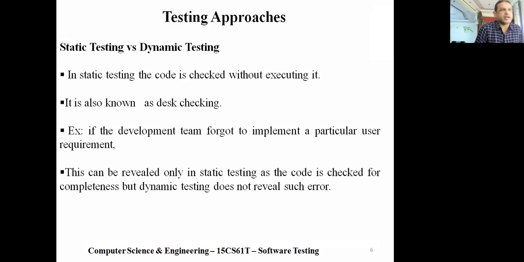So we are going to discuss here the comparison between static versus dynamic testing. In static testing, the code is checked without executing it. You remember, in the entire subject we'll be using these terms static and dynamic, as well as white box and black box testing. It is also known as desk checking. If the development team forgets to implement a particular user requirement, this can be revealed only in static testing as the code is checked for completeness. But dynamic testing does not reveal such errors.